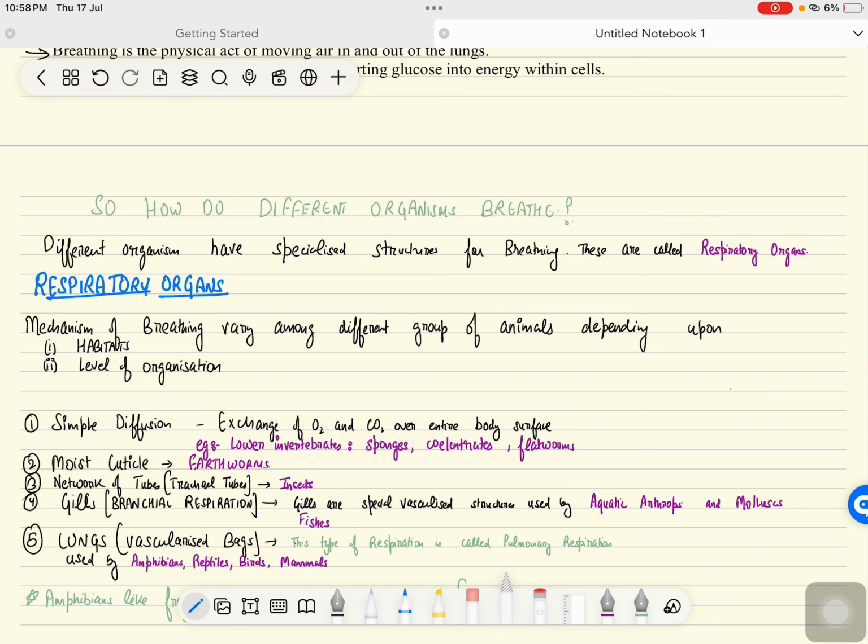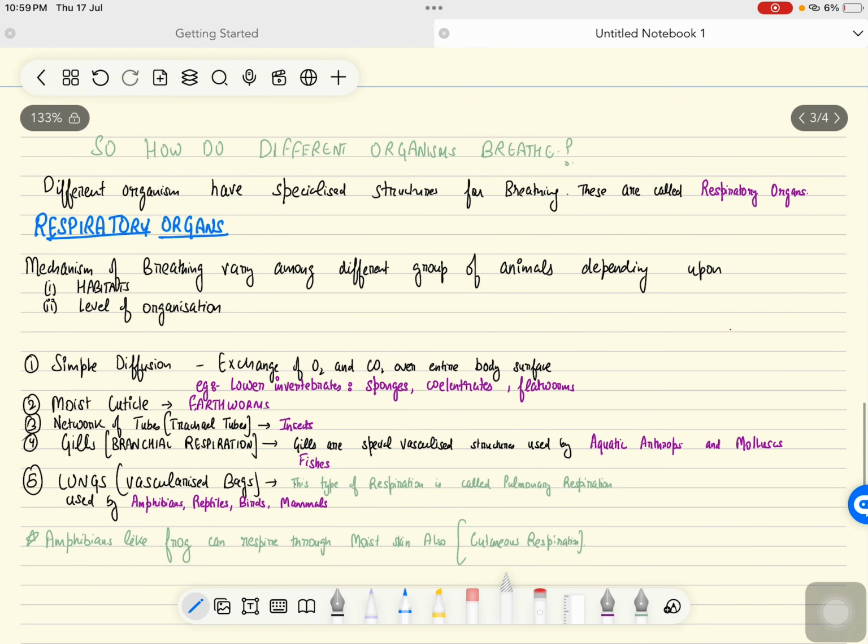So, how do various organisms breathe? Different organisms have different structures for breathing. These are different specialized structures, called respiratory organs. So, what are the various respiratory organs? The mechanism of breathing differs among different groups of animals, depending on first the habitat and second the level of organization.